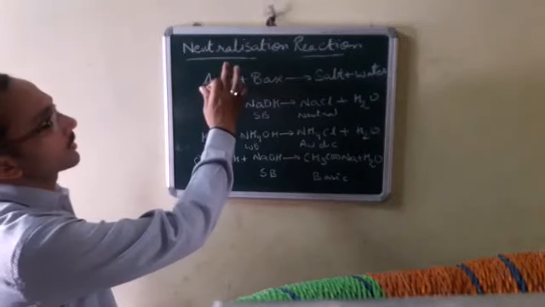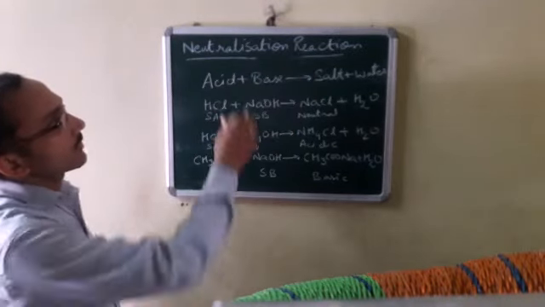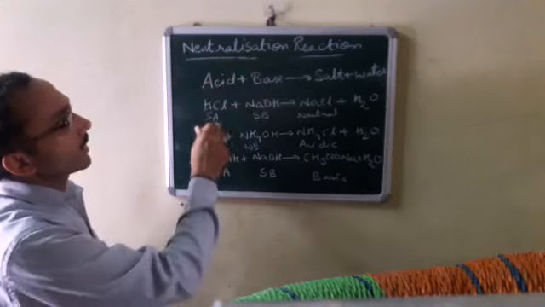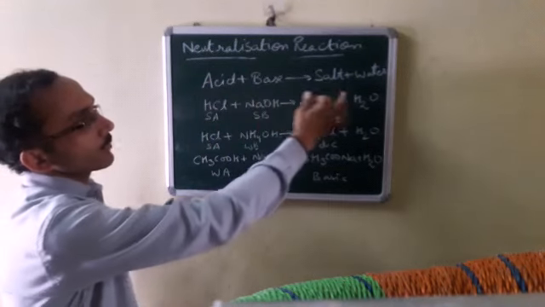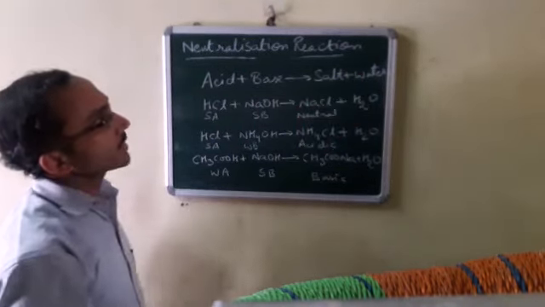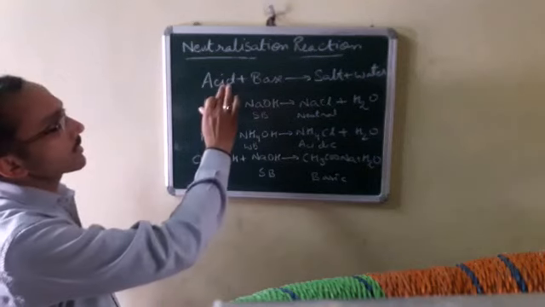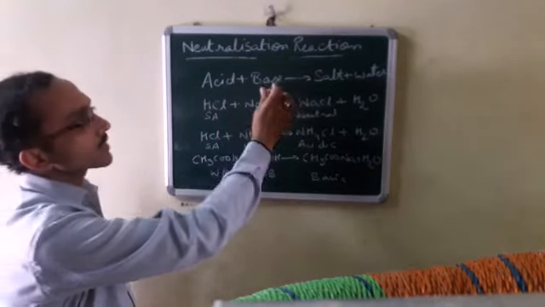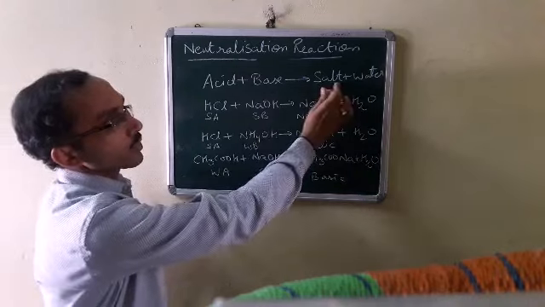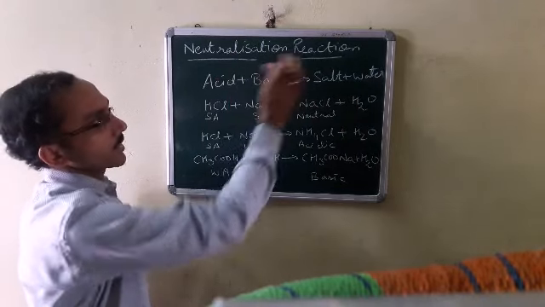Now next topic is neutralization reaction. As the word indicates, neutralization means when an acid reacts with a base, it forms salt and water. That means those chemical reactions in which acid is neutralized by a base or base is neutralized by an acid to produce salt and water are called neutralization reactions.